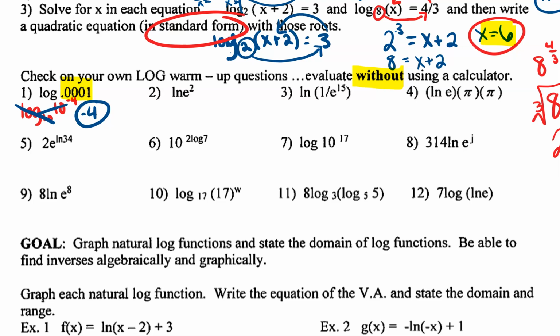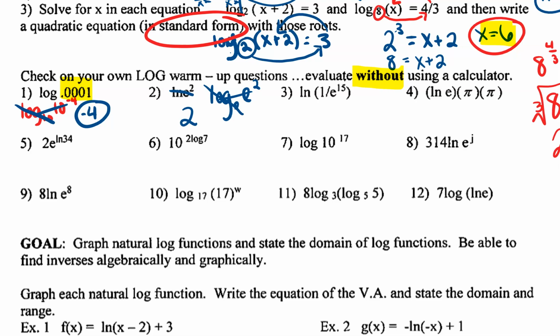Number 2 is even quicker than that. We have log base e, because that's what ln is the same as, of e squared. We don't usually write it like log base e, we just write it as natural log. But log base e and base e cancel each other out, so we're left with just 2. So basically, natural log and e cancel each other out.